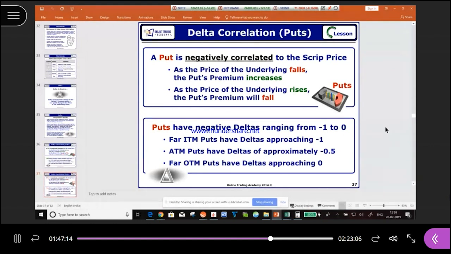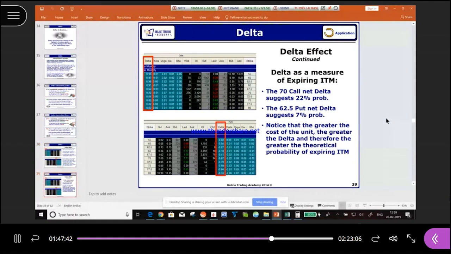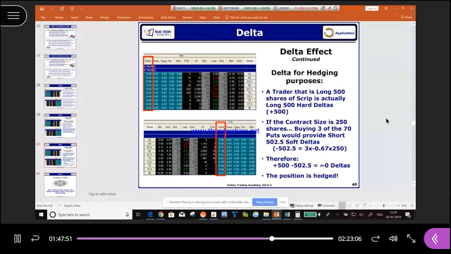Now, why is the minus sign here? Because of the negative correlation. Correct. Now, this is the same example which we have covered. So, is everybody comfortable with this? And this, and the hedging part.